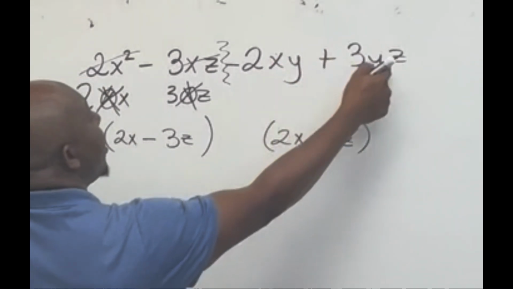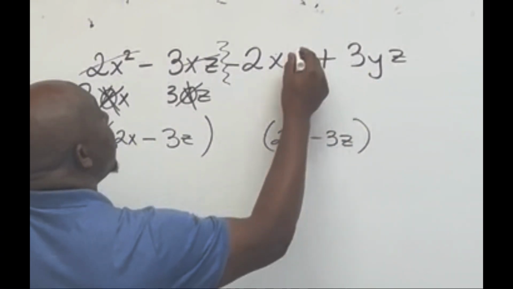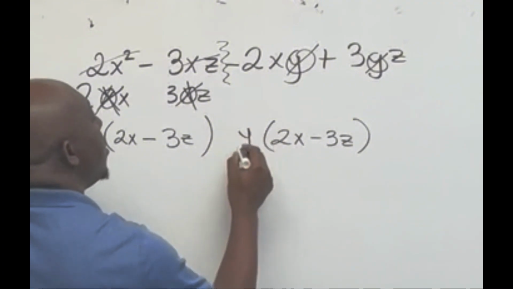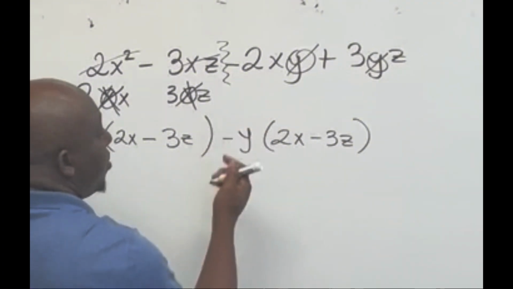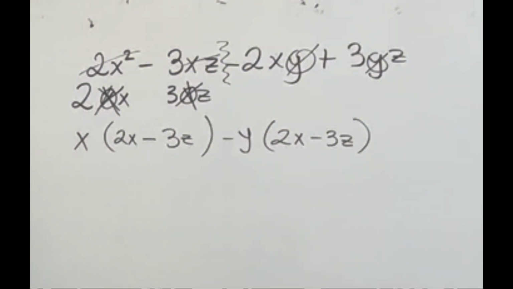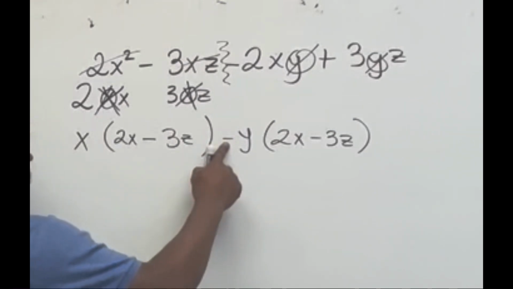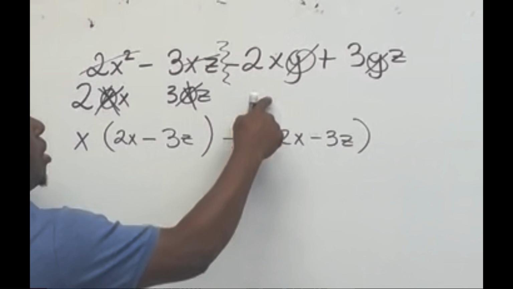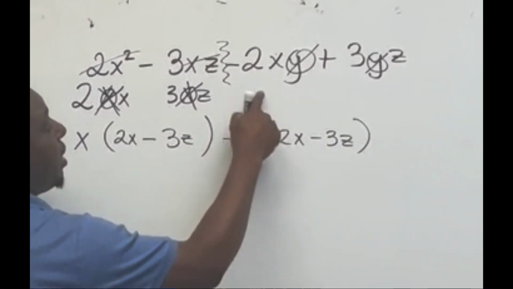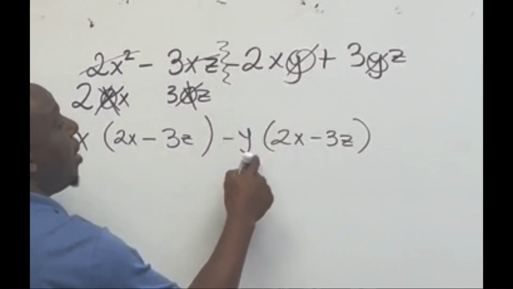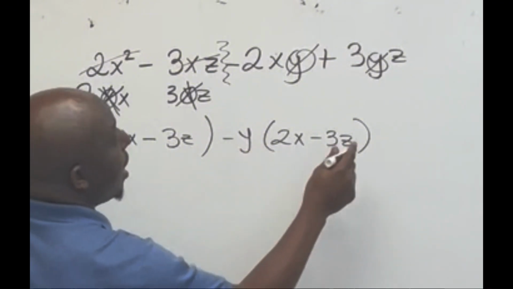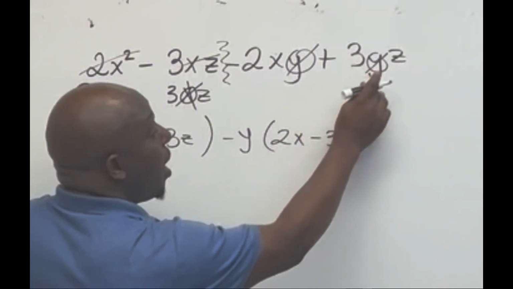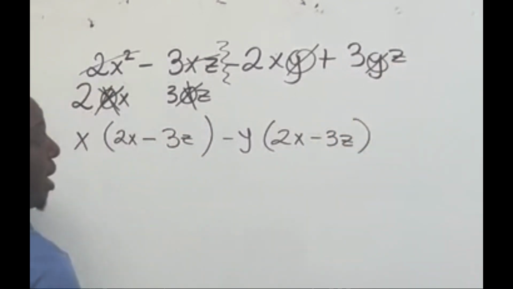Now, let's rewrite this one. What is the common factor you see here? Y. So I'm going to have to cross this out, and this is what goes outside. Minus. Always kind of drop the sign. And let's see if it works. Y times 2x gives you what? 2xy. Y times 3z gives me what? 3yz. Got it? So it works.